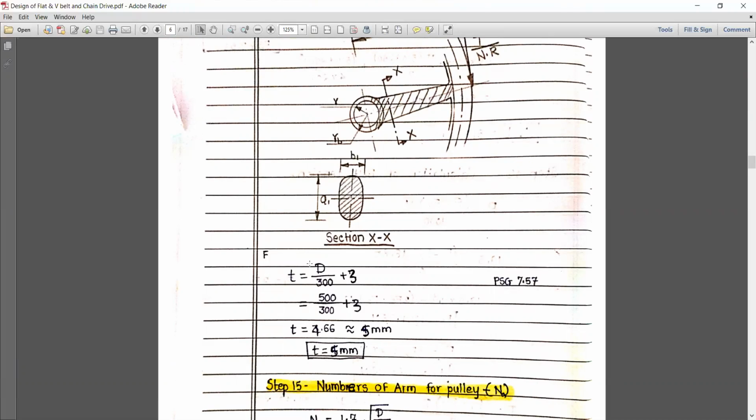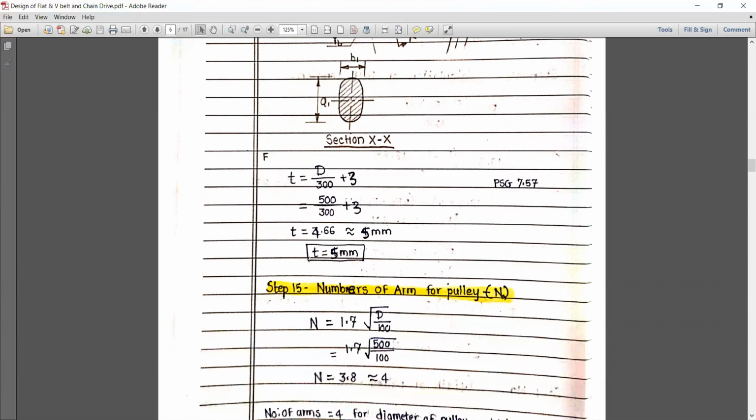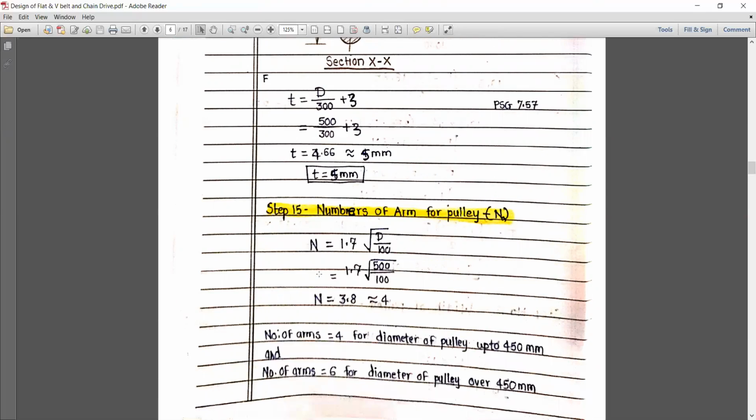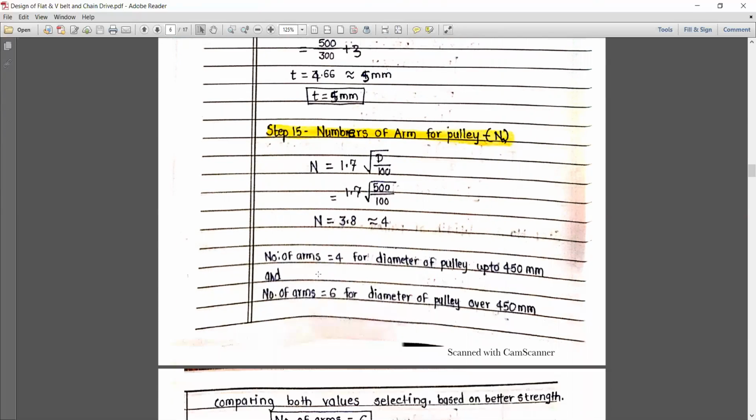Now let's see how we can calculate. T is equal to D by 300 plus 3, referring to page number 7.57. So the thickness of the rim is equal to 5 mm. Now next one, to calculate the number of arms on the pulley. N is equal to 1.7 square root of D by 100. Putting all the values, we get N is equal to 4.